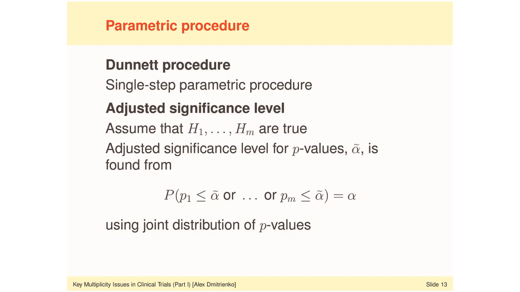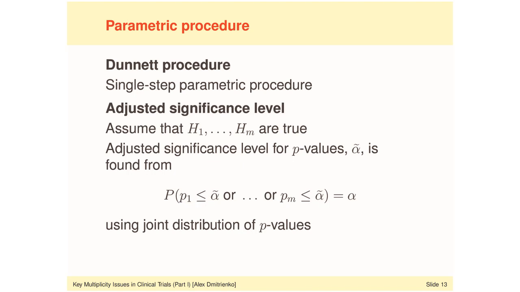Dunnett procedure. In the context of the multiplicity problems that we considered in modules C and D, we could not evaluate the probability which defines the family-wise error rate, simply because we did not know the exact joint distribution of the p-values, or equivalently, the joint distribution of the hypothesis test statistics.